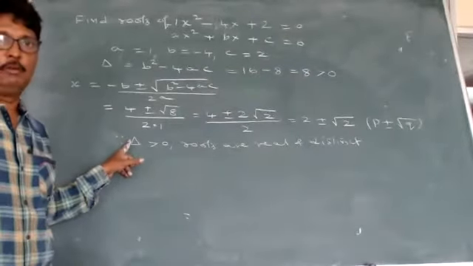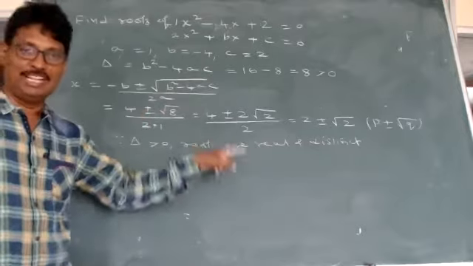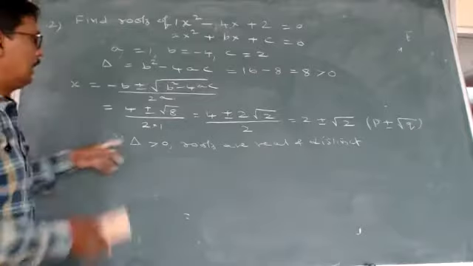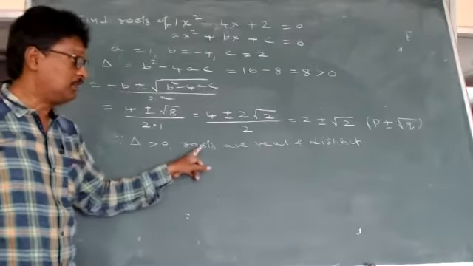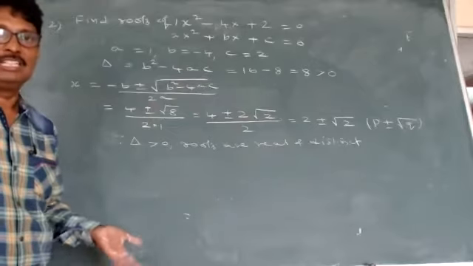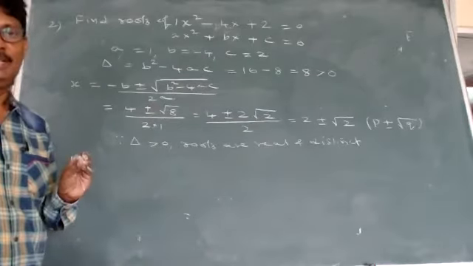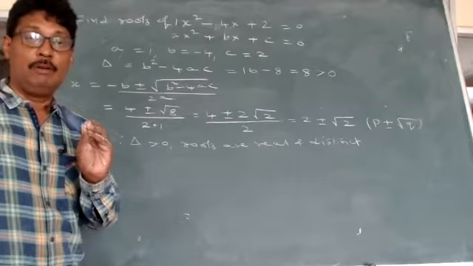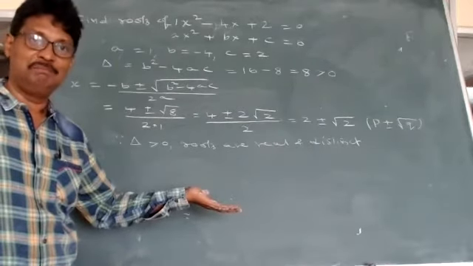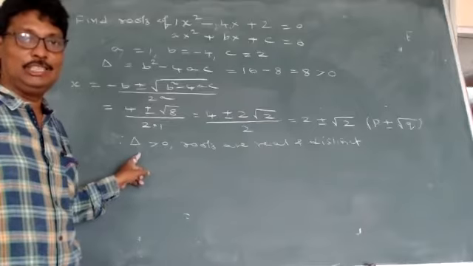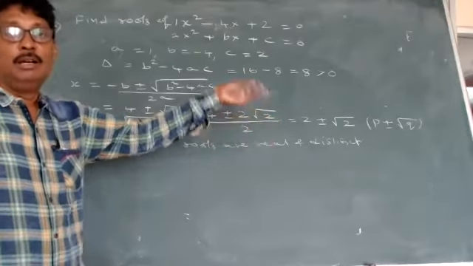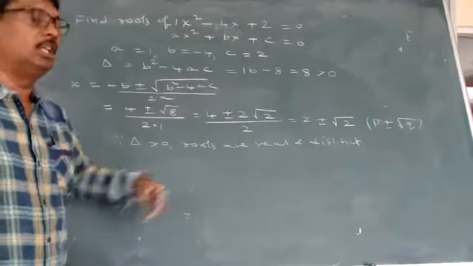So in the first problem we discussed delta equal to 0, the roots are real and equal. In the second problem we discussed delta greater than 0, the roots are real and distinct. In the next problem we are going to discuss imaginary roots. Depending upon the problem, it may be delta equal to 0 or delta greater than 0. In the next problem, delta is less than 0. If delta is less than 0, you can also find the roots.